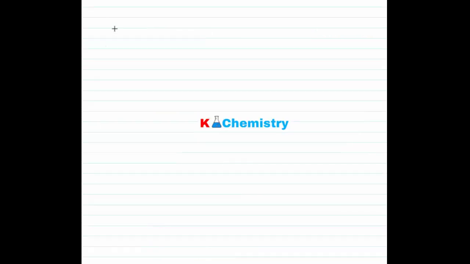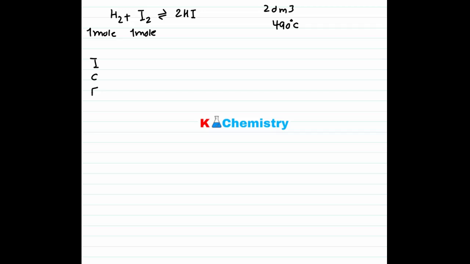A very small example is when I have the same equation, H2 reacts with I2 to form 2HI. I say that I have been given 1 mole of H2 and I2 started in a 2 decimeter cube container at 490 degrees Celsius. Find the equilibrium concentrations. So what are these concentrations? The concentration is found by dividing the number of moles by the volume. I have the number of moles here and I have the volume, so I can just divide 1 over 2 every time to get the concentration of 0.5 molar.